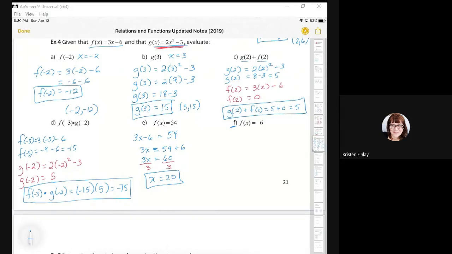How about you guys try this next one? Try F. So press pause, and when you're done, come back, see if you got it right.